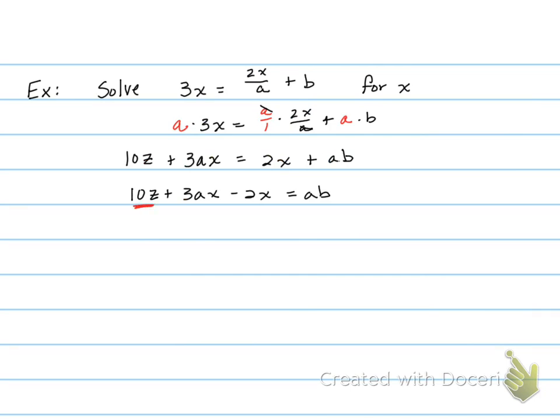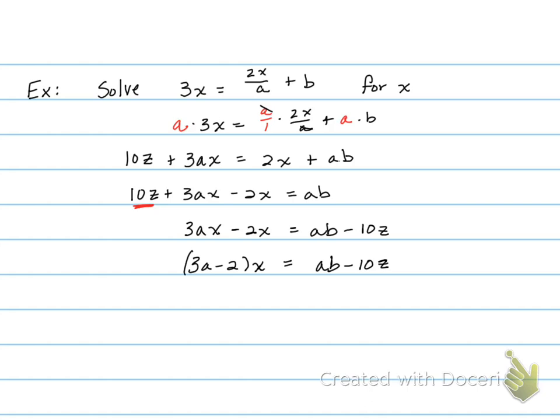So this 10z doesn't contain an x, so I have to subtract it from both sides. So 3ax minus 2x equals ab minus 10z. I didn't know if we would do it like that or if we could stick them all in the parentheses, like when we separated the 3 minus 2. You could do more than 2 sets. However, you can only do it with terms that contain the x. So 10z, we wouldn't have been able to incorporate that into the left side because it doesn't contain an x.